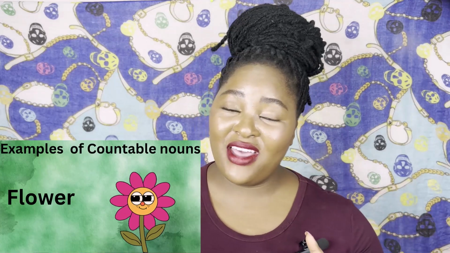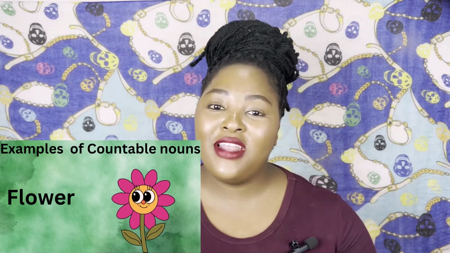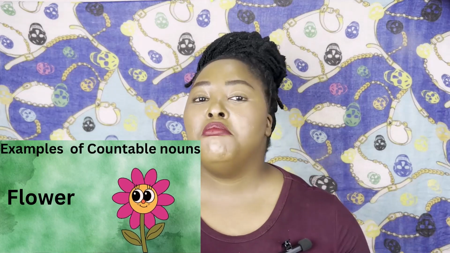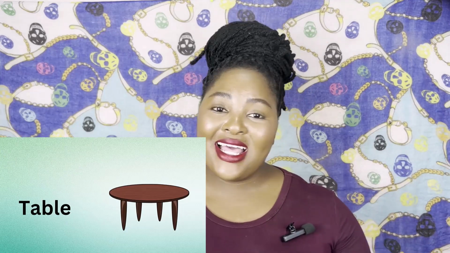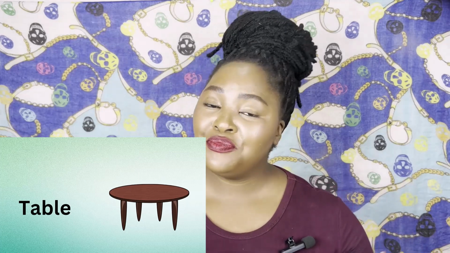And now let's look at other examples of countable nouns. And we definitely come across these every day, but let's just refresh our memory. Number one, we have a flower. So we can have one flower, or we can have many flowers, 5 flowers, 5 roses, etc. A shelf, a bookshelf. We can have one, we can have 2 bookshelves. Number three, a table. Just like the others, we can have one table or 5 tables or many tables.